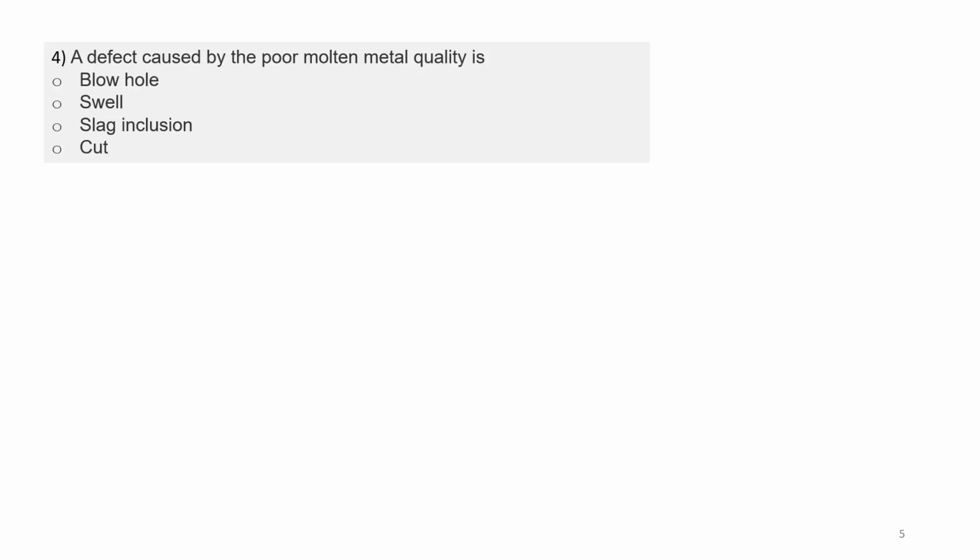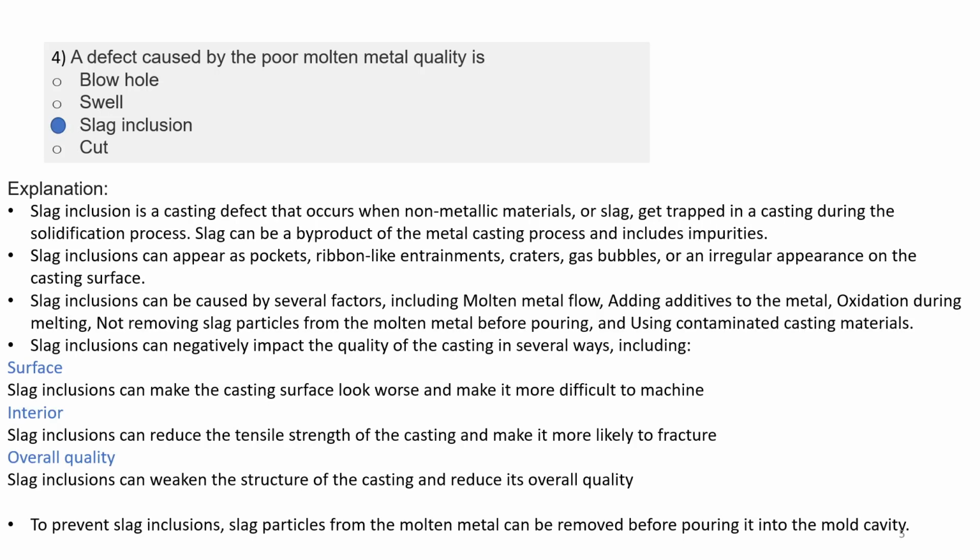Next question is, a defect caused by poor molten metal quality is. Your options are blowhole, swell, slag inclusion, and cut. So try to answer this one as well. So which one should be the correct answer? So only slag inclusion is the one that is purely because of the poor molten metal quality.